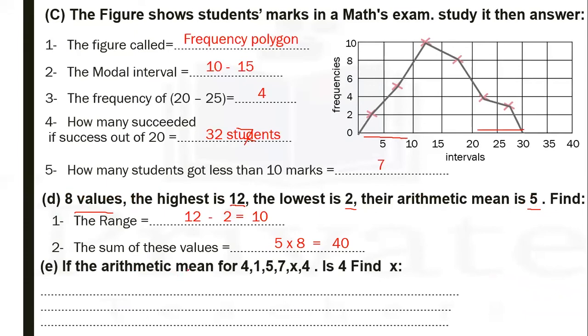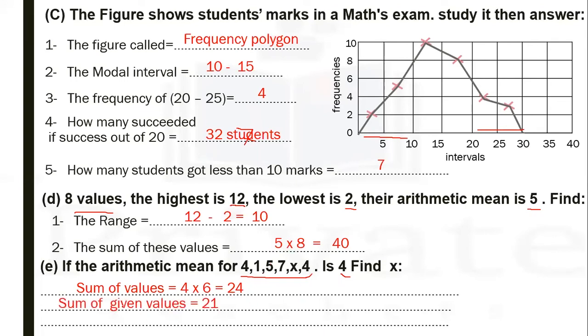If the arithmetic mean for 4, 1, 5, 7, x, 4 is 4, find x. Here we have the number of values and we have the arithmetic mean, so we can find the sum. The sum of values is equal to the number times the arithmetic mean, as we have known in this example. Here how many values do we have? 1, 2, 3, 4, 5, 6. We have 6 values and the arithmetic mean is 4, so the sum is equal to 24.